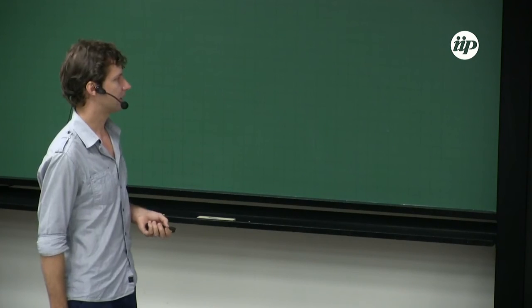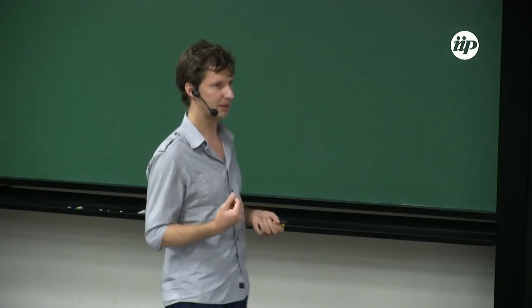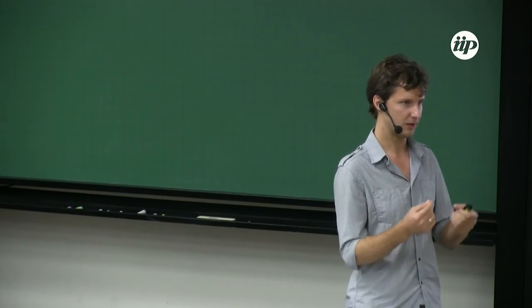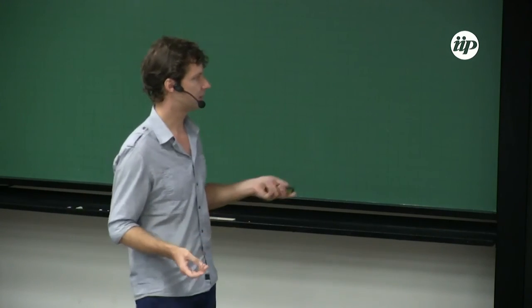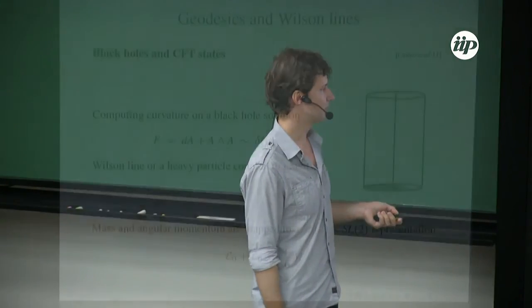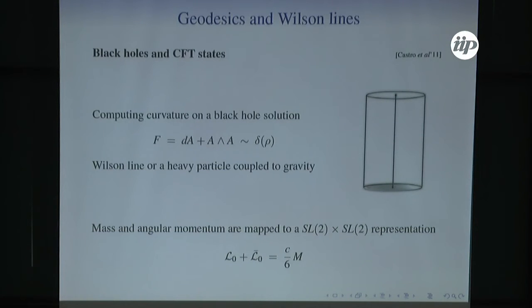You can think of this massive particle as having mass and spin, and these will be mapped into representations of SL2 cross SL2. In this case, you should always assume that the mass, or in terms of the dual CFT the conformal dimensions of the operators, are large. So you should always consider the limit of large central charge. The black holes correspond, from the CFT point of view, to heavy operators. Let me come back to this in a moment.